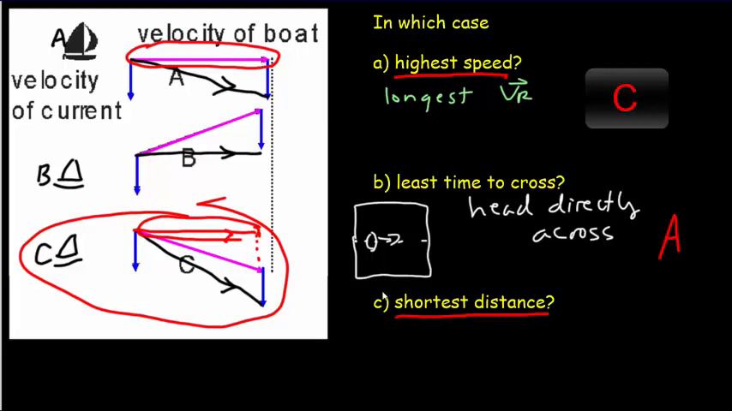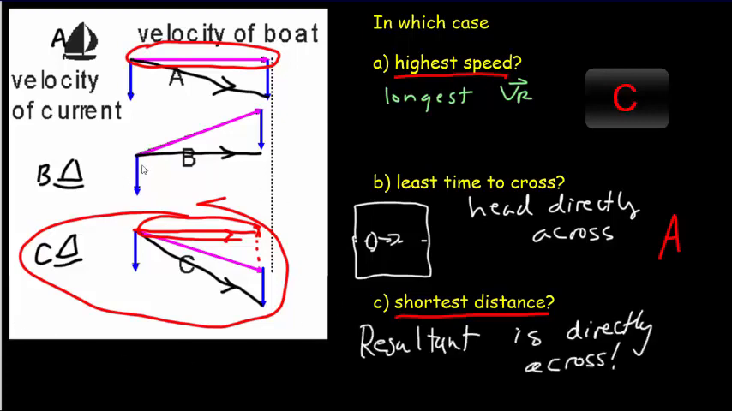And now in part C, we're asked for the shortest distance. Well, of course, the one that is going to go the shortest distance is the one who's got a resultant that is directly across. Not who's heading directly across, but whose resultant is directly across. And the one that's got a resultant directly across is, of course, B here. So 3 questions that seem like they might have the same answer on the surface all had different answers.